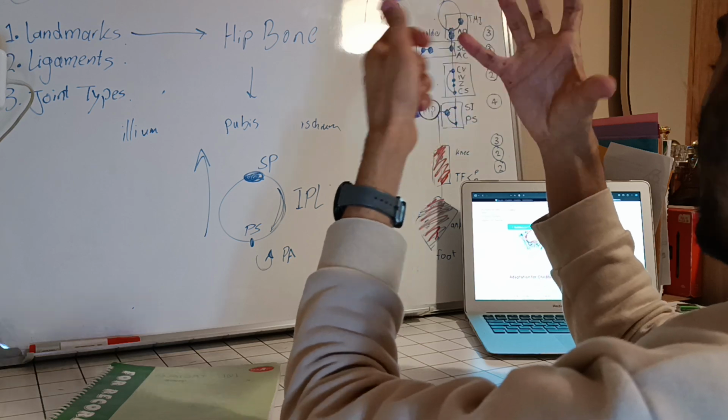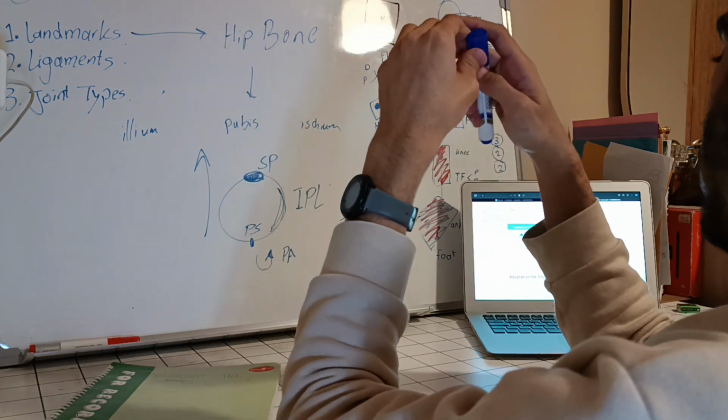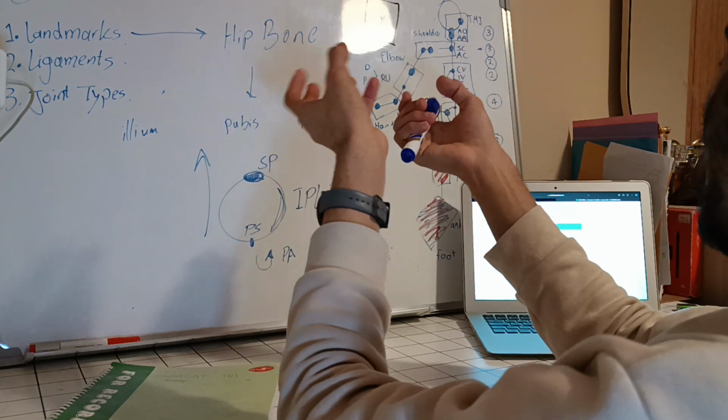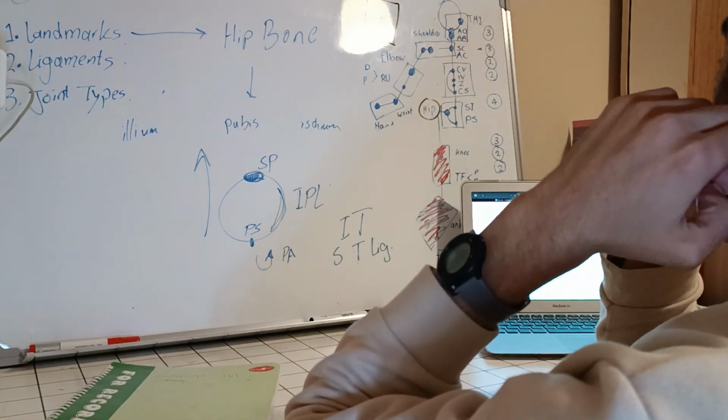The ischial tuberosity, this is where you sit. Where you sit is the outlet. Where you sit is the ischial tuberosity, and the sacrotuberous ligament.